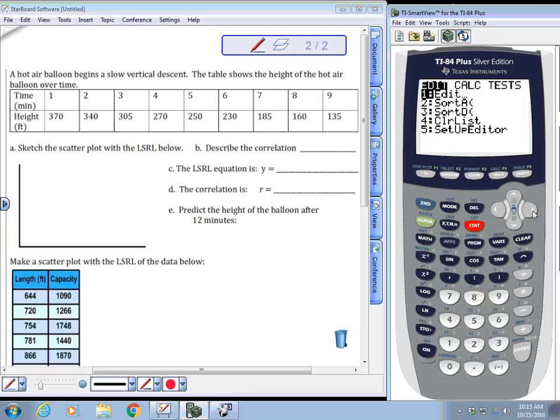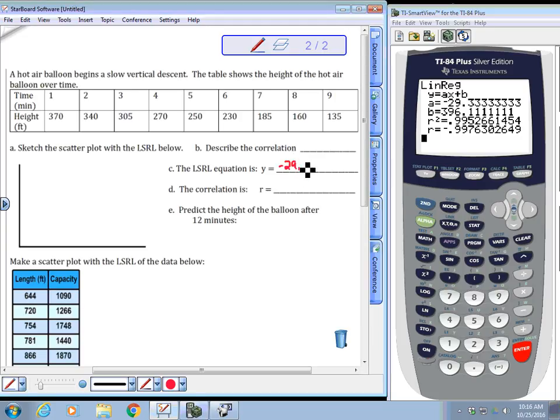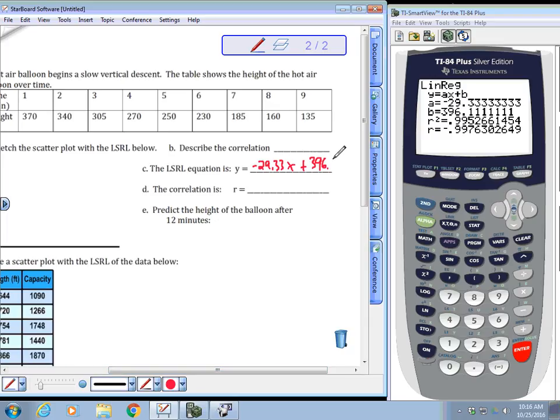We're going to go to stat. We're going to calculate using number 4, so linear regression. We want to use the data for x for L1, comma. The y values are under L2, comma. We want to use the y variable, so we'll go to vars, y variables, functions, y sub 1, and we'll hit enter. At that point, our equation is ax plus b, so negative 29.33x plus the b value of 396.11.